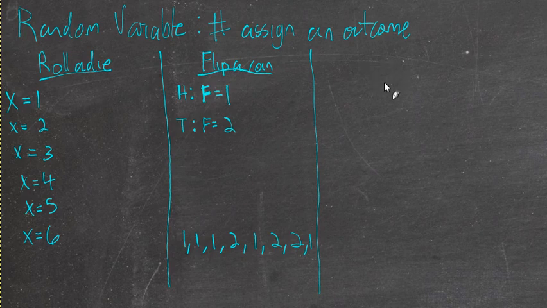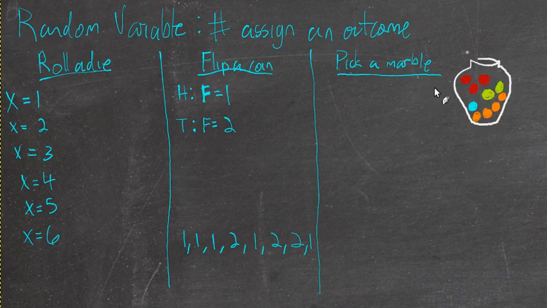So let's think of a third one. Let's say that we pick a marble out of this urn. I like urn because it's a funny word and it's a funny context for the word. But in probability, a lot of times, I think it's just left over from the olden days of math, when we put marbles in urns instead of people's ashes. So I don't know why we say urn, but it's fun to say.